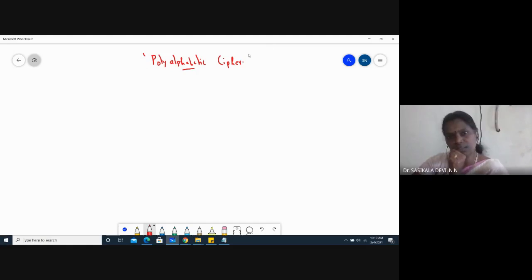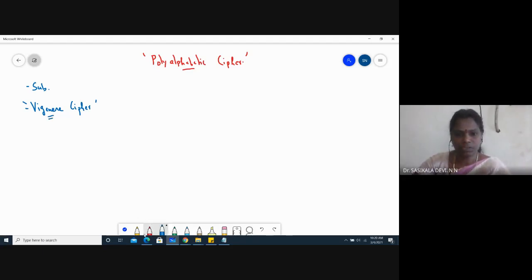But before that, what is this polyalphabetic cipher? There are different types of polyalphabetic ciphers available. One cipher, this is also a substitution cipher, not based on any permutation or transposition. It's a substitution cipher. Each character is replaced by some other character. This type of cipher was developed by the scientist called Vigenère. So the cipher is also known as the Vigenère cipher.